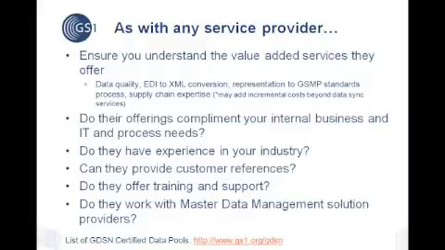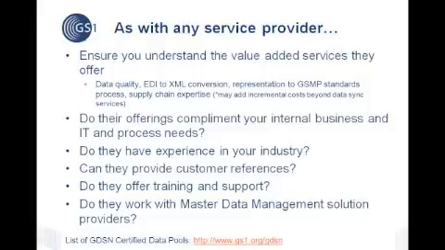Do they have experience in your industry? Do they have experience in food service? It's important to know that. If they do, do they have customer references? And even if they don't, do they have customer references that they can give you that you can talk to and have a candid conversation about what it took to onboard and how it all works?